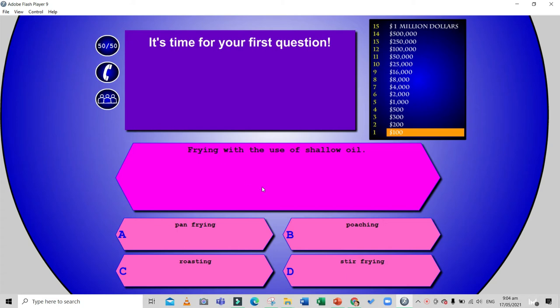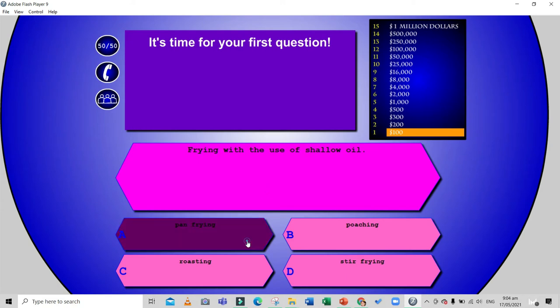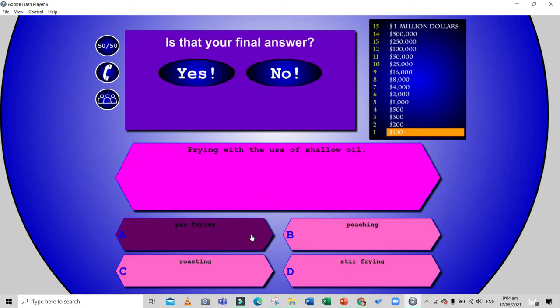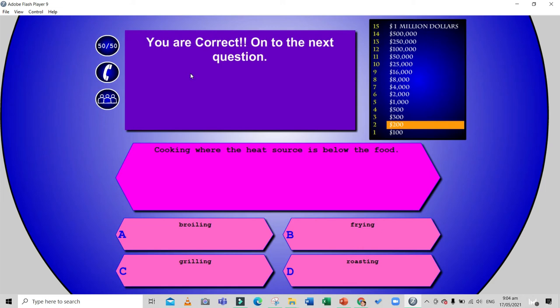Let us play. For number one question, frying with the use of shallow oil, is it A. Pan frying, B. Poaching, C. Roasting, D. Stir frying? Okay, let us choose letter A. You will be asked, is that your final answer? Yes. And we got it right.